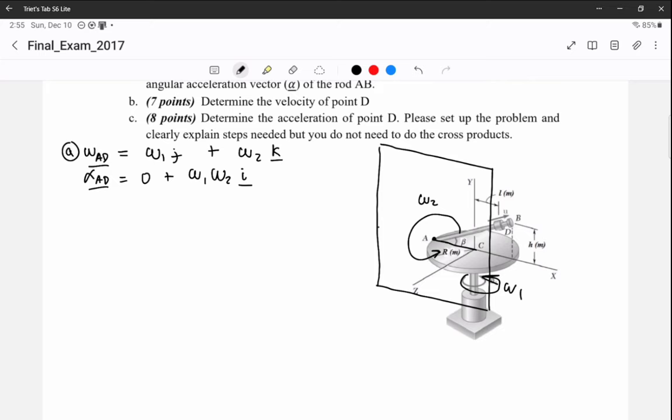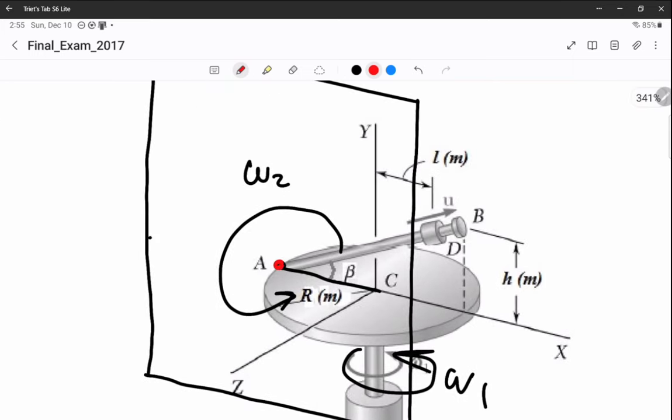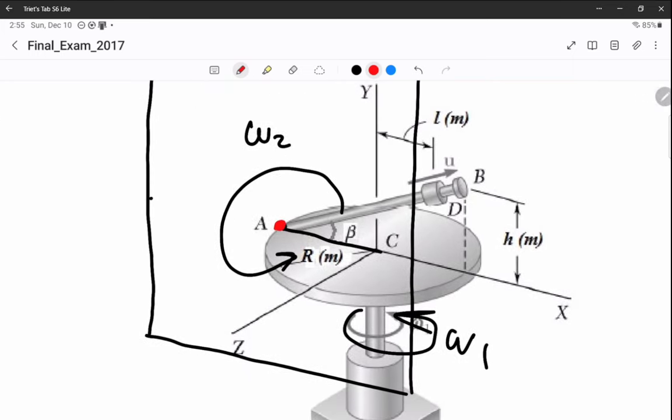Part B asks for determining the velocity of point D. So part B, want the velocity of point D, right? And so what I normally do for this kind of problem is I pick point A. Point A is a little special, right? You can easily calculate its velocity and its acceleration. And why is that? Because A is part of this disk, and this disk is fixed here and it's rotating at omega 1, right? So it's one of the special cases when you have a fixed axis, like this ball here rotating, moving in circular motion, right?